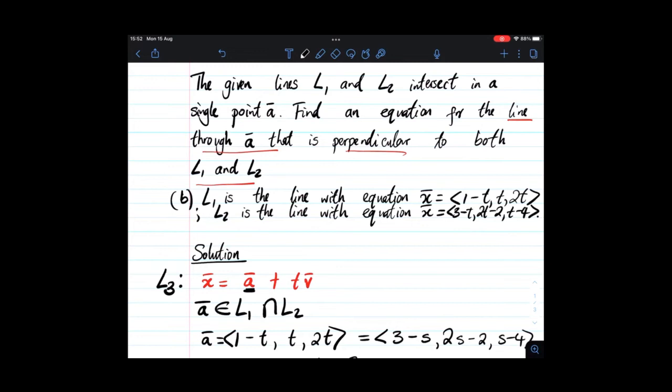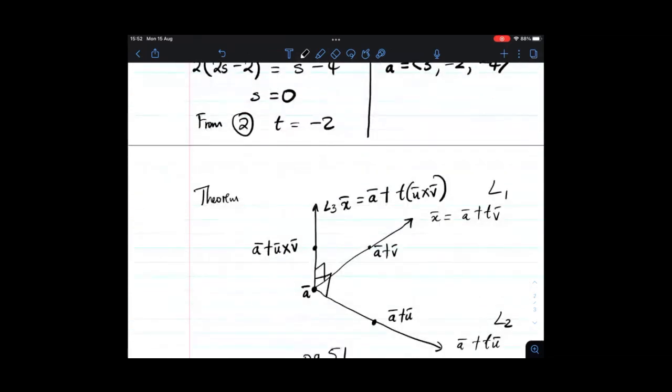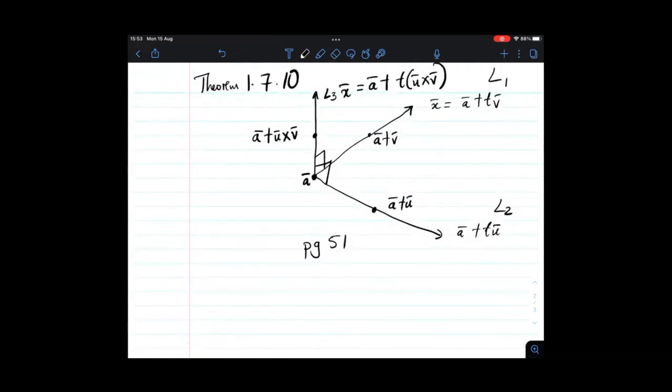L2. So the question is, do we have anything that talks about that type of scenario where you've got two lines, and then you can find the third line, or at least the third vector, direction vector, that will be perpendicular to both the lines? And we do, and this is theorem 1.7.10. I didn't write what it actually says, but I wrote the illustration that is on page 51.